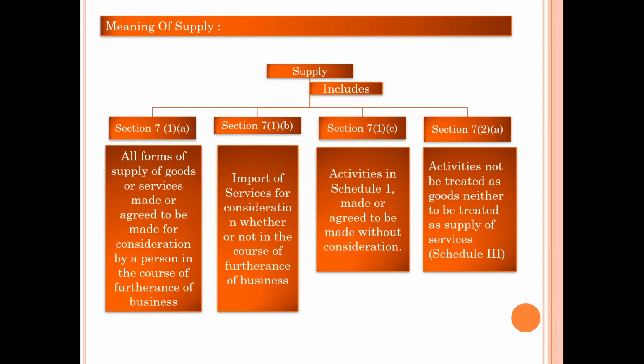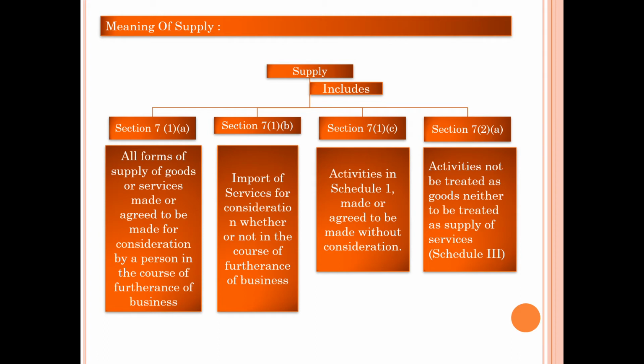Now we'll discuss section 7 1B. Import of services. Import of services for consideration whether or not in the course of furtherance of the business. Now, say for example, I am taking services for my residential house from US. I am paying consideration for the same. Now, am I taking for furtherance of the business? No, this is for non-furtherance of the business, but I am paying consideration for the same. GST is leviable on it. It is under section 7 clause 1, subsection 7 1B.